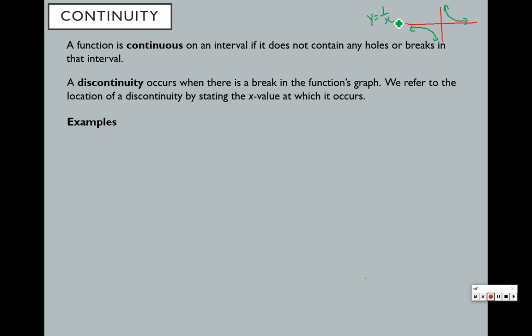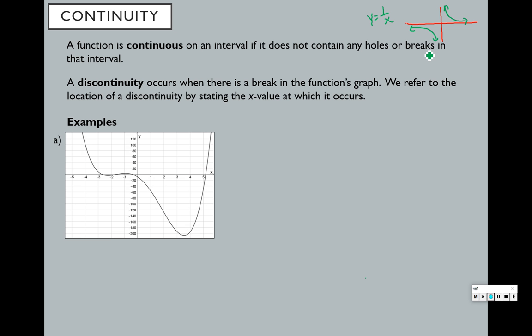Anyways, this one, there's 1 over x. And you see the break here? It's not all one piece. And so this thing's discontinuous at x value 0. It has a break in it. There are many types of breaks and holes, and we'll analyze those things. For now, we just got to be able to recognize them.